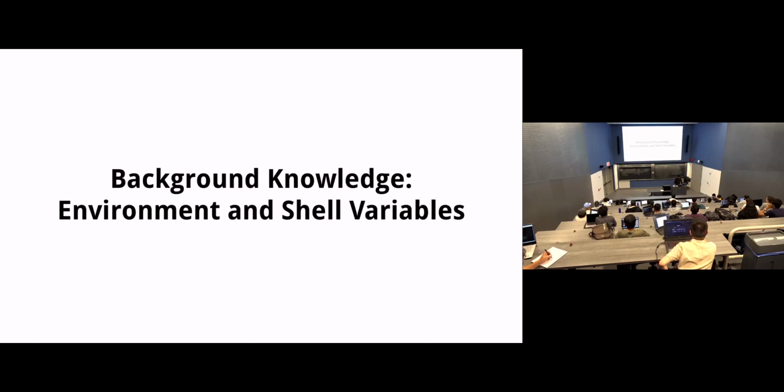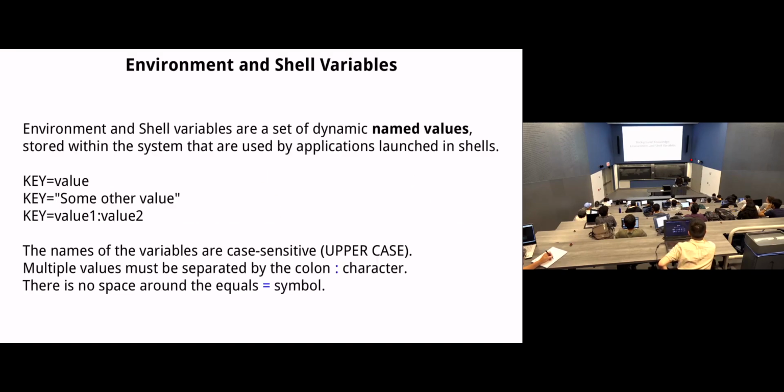Okay, more background here: environment variables and shell variables. I think most of you probably have already used environment variables at some point. Environment variables are just named values. There is a key, there is a value, and this is how you give some information to a new process you want to start. You can set environment variables in the terminal, and the syntax is very simple: just the name of that environment variable, an equal sign, and the value. It can have several values, multiple values.